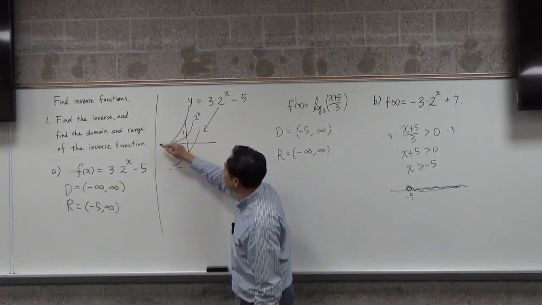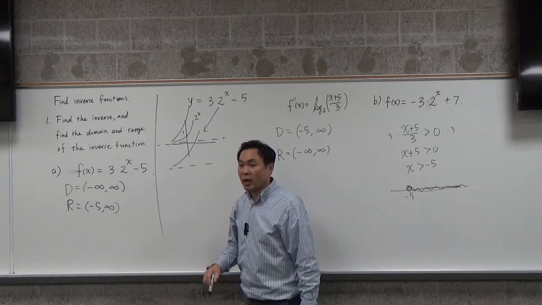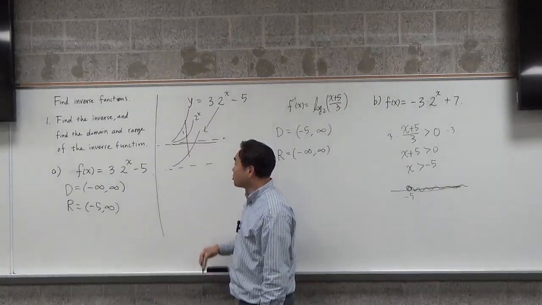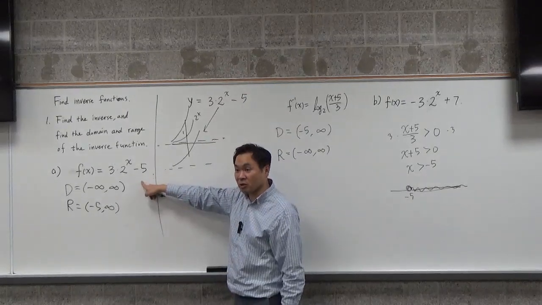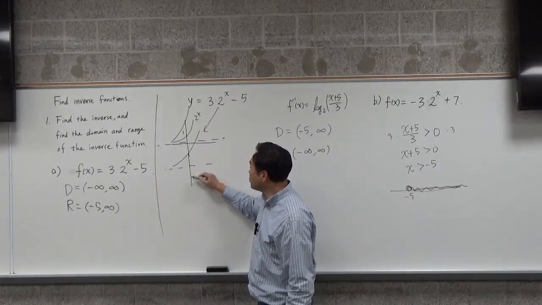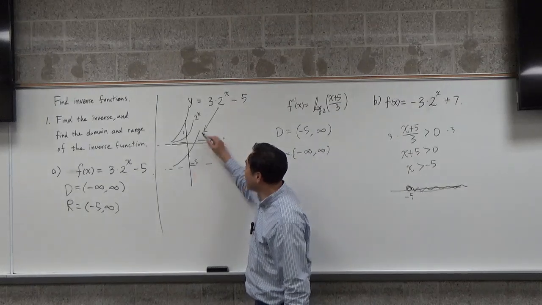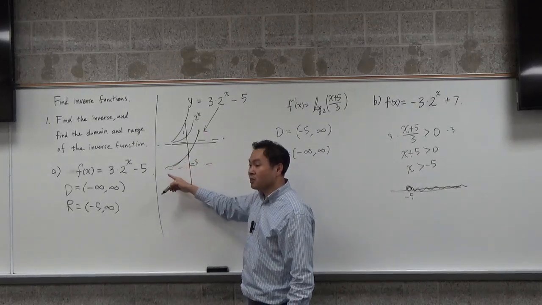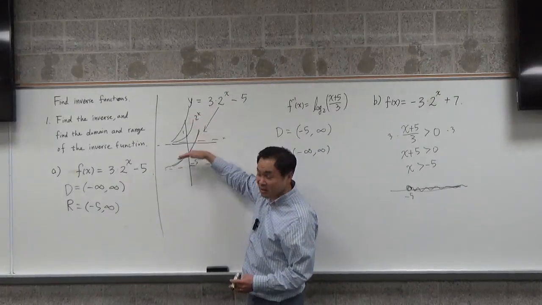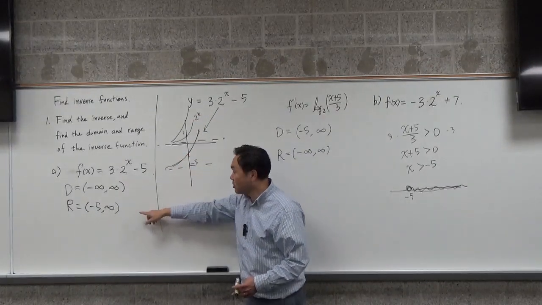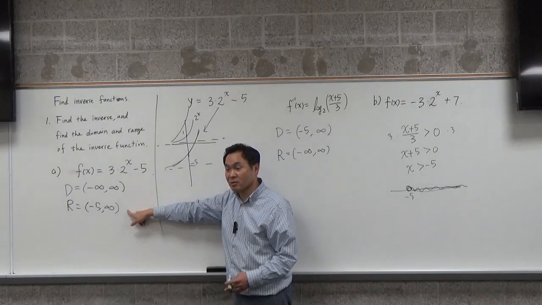Originally, the exponential function has the x-axis as its horizontal asymptote. That horizontal asymptote gets moved down by 5 because you're subtracting 5. So this new horizontal asymptote will be at -5, and the graph goes like that. And therefore, from this graph, you see that the range is above -5. It never goes below -5. So that's how you can find the range of this.